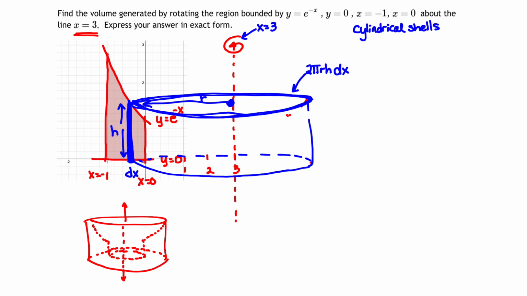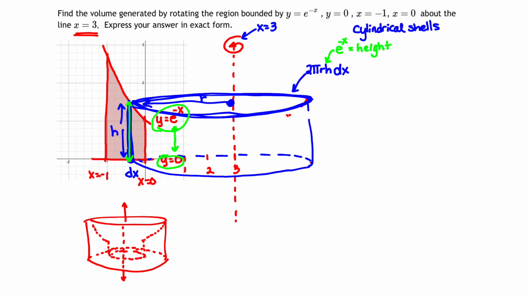Well, the height is really easy to see. The height is simply the part that's defined by the upper curve, y equals e to the minus x, and the lower curve, y equals 0. So the distance between e to the minus x and 0 is just e to the minus x. So the height of our shell, no matter where we pick it along that region, is e to the minus x. That's our height.